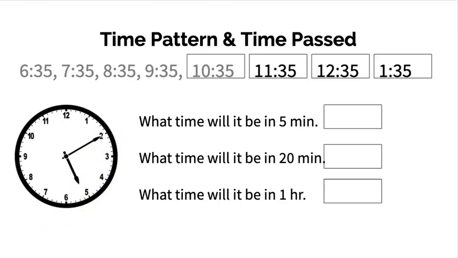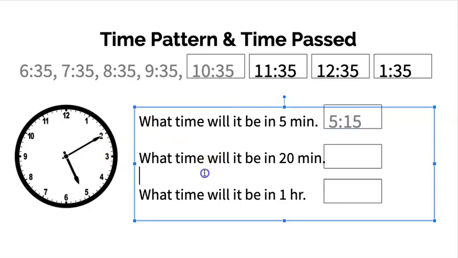All right, so if it's 5:10, 10 minutes after 5, what time will it be in 5 minutes? So if we're looking at the clock, it's 5:10. In 5 more minutes, it will be 5 what? 5, 10, 15. So 5:15. All right, and it says what time will it be in 20 minutes?